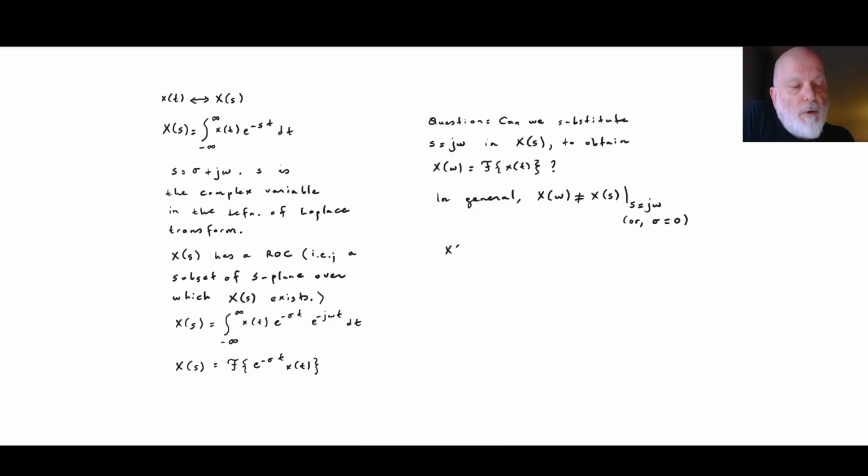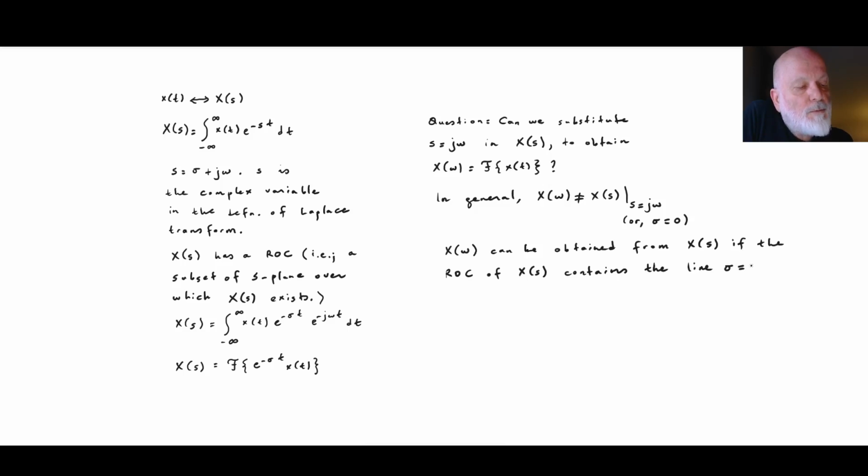X of omega can be obtained from X of s if the region of convergence of X of s contains the line sigma equal to 0, or the j omega axis.